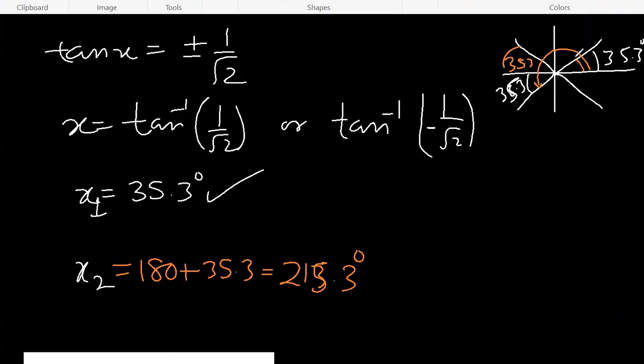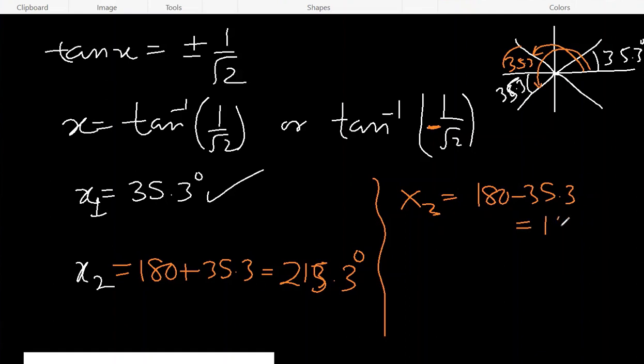So the angle will be from here till here. So x3, for this negative, okay, because in this quadrant tan is negative, will be 180 minus 35.3, which will be 144.7 degrees. And the fourth answer will be in the fourth quadrant, 35.3 degrees here.